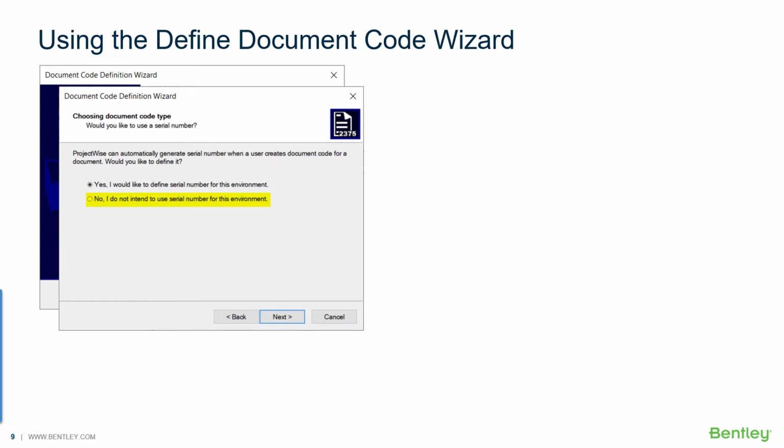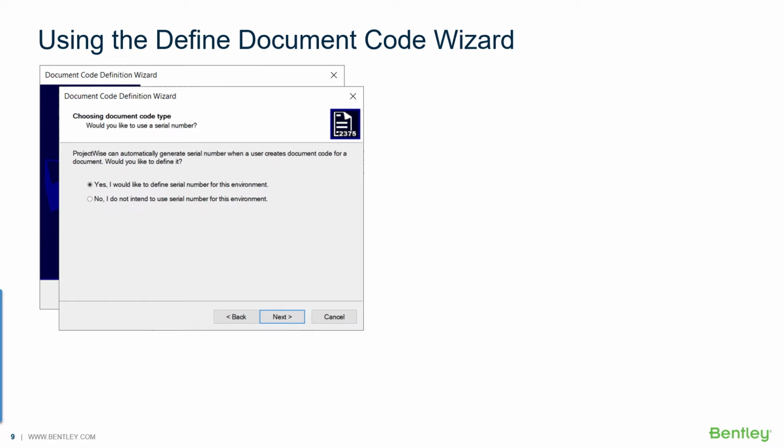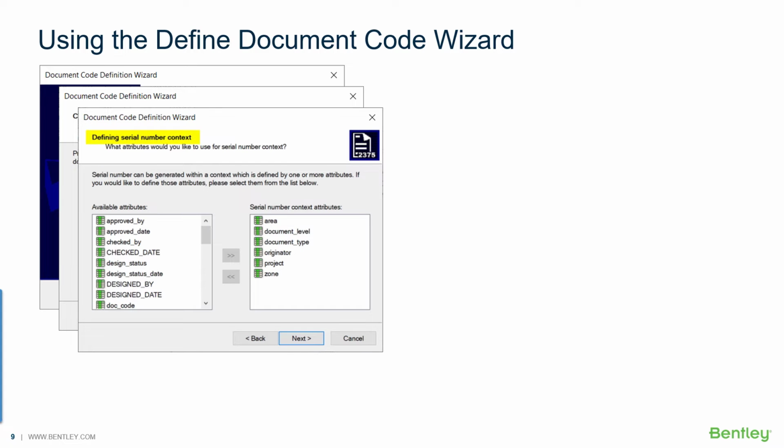If a serial number will not be used, then the document code definition parts must always be able to generate a unique code for every document added to the environment. For this course, we're going to answer yes to use serial numbers. The next dialog, defining serial number context, will only appear if the previous dialog was answered yes to use a serial number. In this dialog, select all parts that will be used in the generation of a unique serial number for every document added to the environment.